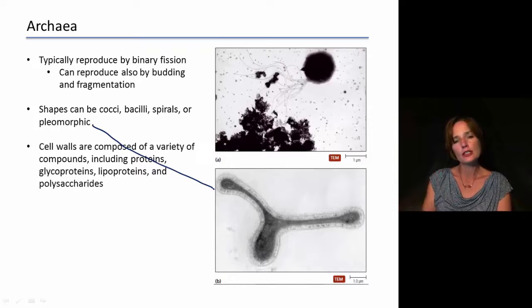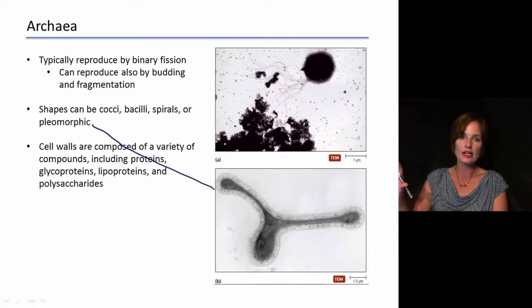And then if we talk about their cell walls, we said their cell walls are not going to be made up of peptidoglycan. So that is not an archaea thing. But they do have cell walls, and those cell walls are going to be made of a variety of compounds. These are unique compounds or unique cell wall arrangements for archaea. And these are going to include proteins, glycoproteins, lipoproteins, and then also some polysaccharides that make up the overall archaea cell wall.